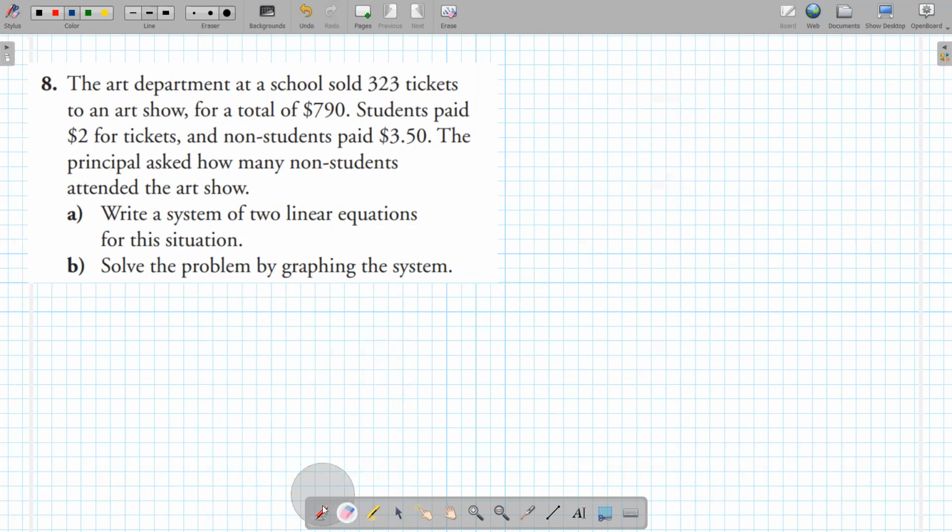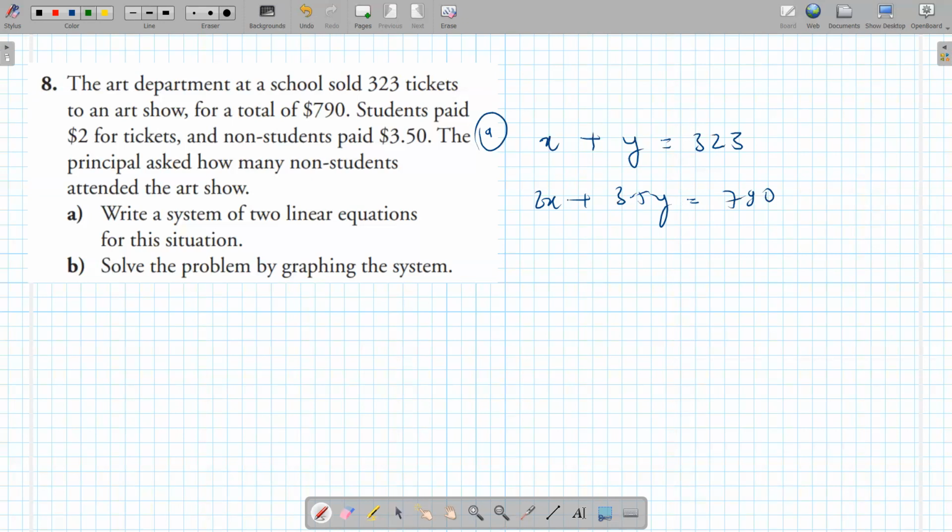So what's the first equation? 323. We know students plus non-students, they add up to 323, right? That's the first equation. What's the second equation? 2x plus 3.5y equals 790. Yeah, it's equals 790, okay, like that. So that's the answer to part A, right? A system of two linear equations. Part B, solve by graphing.